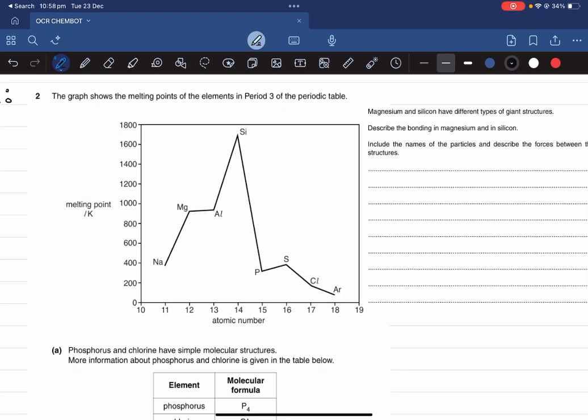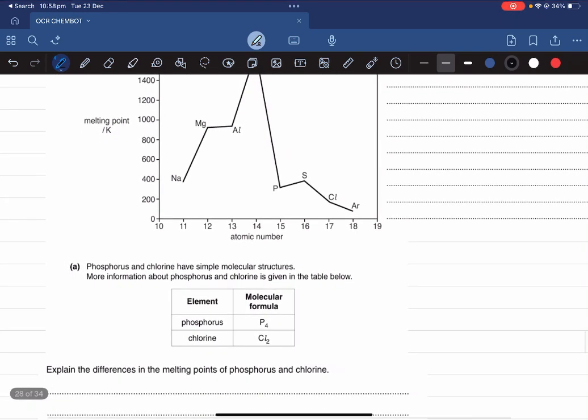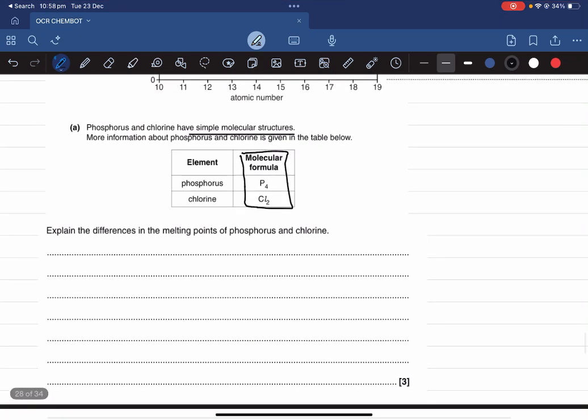Now, here we have some practice exam paper questions related to the chapter. So, the graph shows the melting points of the elements in period 3 of the periodic table. Phosphorus and chlorine have simple molecular structures. More information about phosphorus and chlorine is given in the table below. So we have the molecular formula of each. So the first question is: explain the difference in melting points of phosphorus and chlorine.